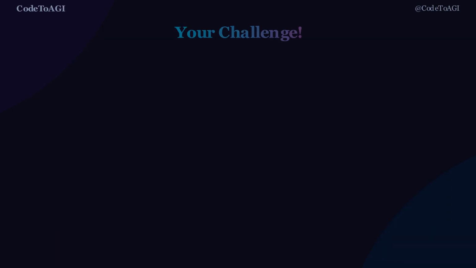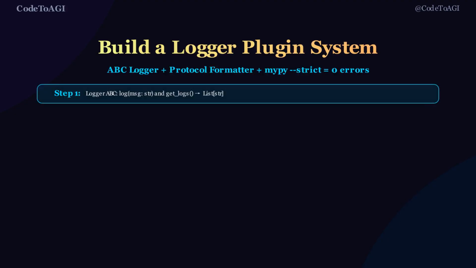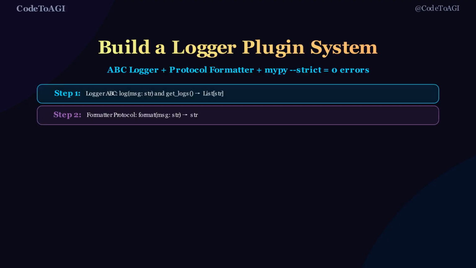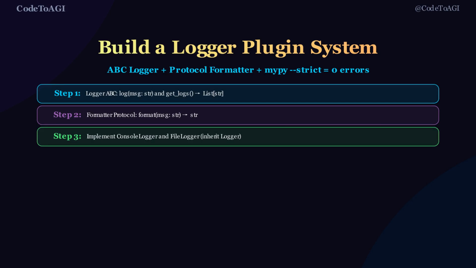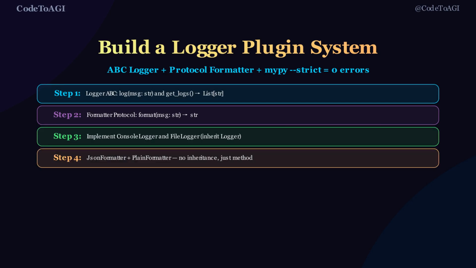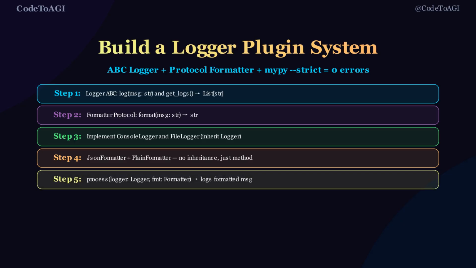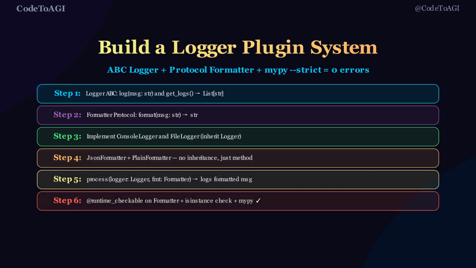Your challenge: build a plugin system using ABC and Protocol. Step 1. Define a Logger ABC with 2 abstract methods. Log accepting a message string, and get_logs returning a list of str. Step 2. Define a Formatter protocol with a single format method accepting a message string and returning str. Step 3. Implement ConsoleLogger and FileLogger inheriting from Logger. Step 4. Implement JSONFormatter and PlainFormatter classes.